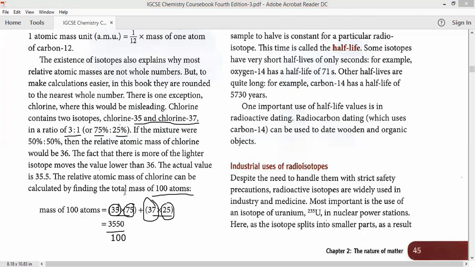Let me summarize the formula for you. Mass of first isotope, multiply it with the abundance of first isotope, add it to the mass of second, multiply it with the abundance of second isotope, add it to the mass of third and abundance of third, and so on and so forth. Keep multiplying the mass and the abundance and keep adding the values of other isotopes. Add all of them, divide by 100, and you'll get your answer.